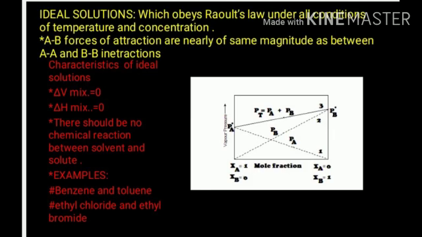And students, an ideal solution possesses the following characteristics also besides obeying Raoult's law. Volume change on mixing the two components should be 0. That is, delta V is equal to 0. And the next one is heat change on mixing two components to form solution should be 0. That is, delta H is equal to 0. Neither heat is evolved nor absorbed when the solution is prepared. And the next one is there should be no chemical reaction between solvent and solute.